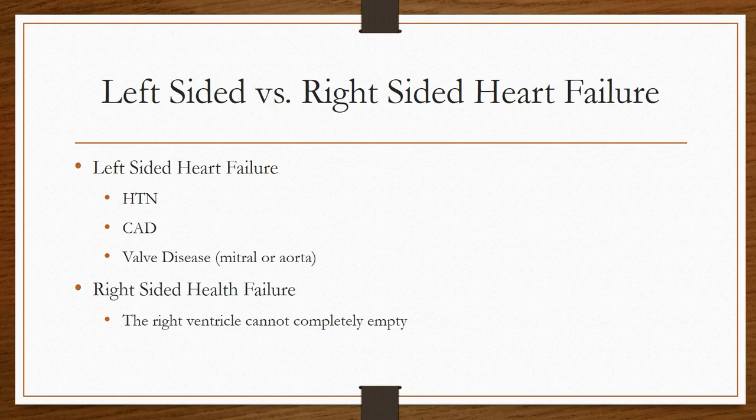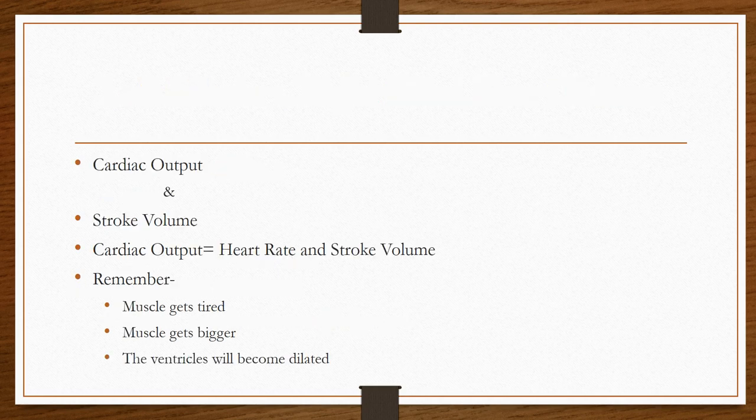So let's see here, left versus right. Left-sided heart failure is usually caused by hypertension, coronary artery disease, and valve disease, which is the mitral valve or the aortic valve. Right-sided heart failure, the right ventricle cannot completely empty. Cardiac output and stroke volume. Cardiac output equals heart rate times stroke volume. Remember, muscle gets tighter, muscle gets bigger, and the ventricles will become dilated.